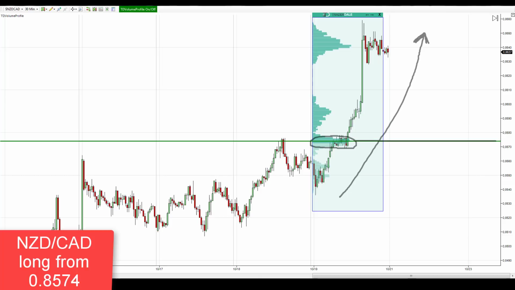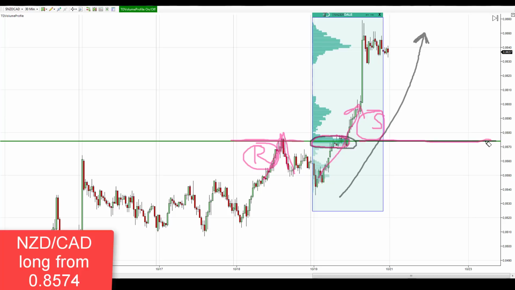And the second setup is a resistance, which became a support when the price went past it. Why do I know this was a resistance? I know it because the price bounced off this area pretty aggressively right there. And this marks a resistance, and when the price goes past such a resistance, it becomes a support. So we have volume confirmation of this level, and we have the resistance becoming support setup, confirmation of this long level.